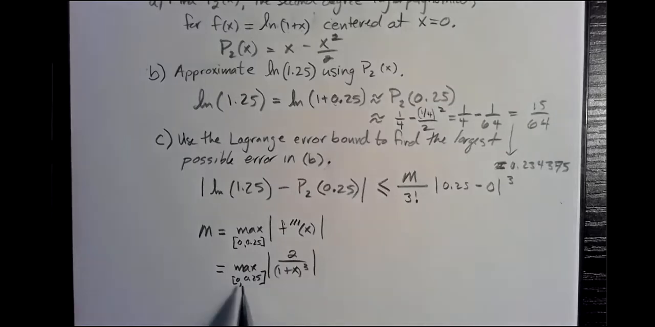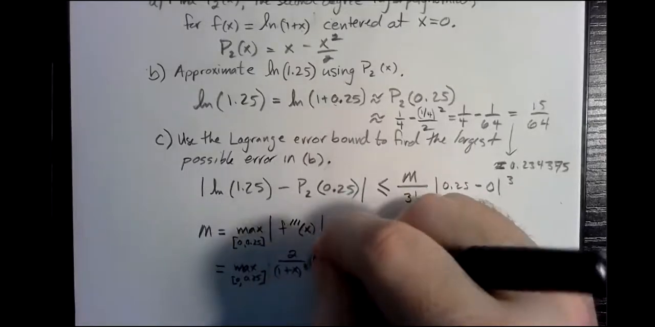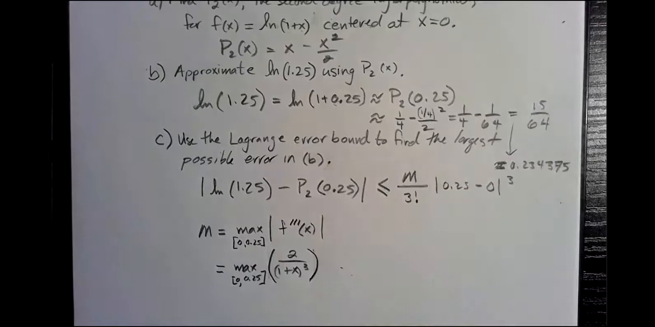Now, for positive values of x, the 1 plus x cubed is going to be positive. And so again, here the absolute values don't really impact us at all. So we can actually just go ahead and say, we're just talking about the maximum of that function. Now, to find this maximum, we could do an optimization procedure from calculus AB, but it's simpler than that.